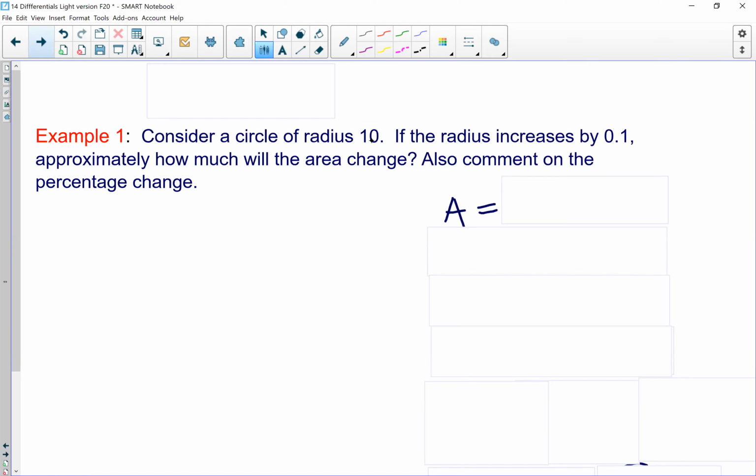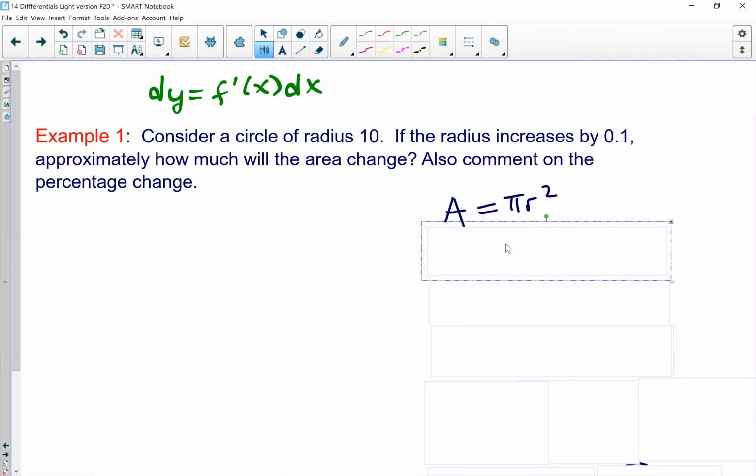So suppose we have a circle of radius 10 units. If the radius increases by 0.1, approximately how much will the area change? Also comment on the percentage change. So first of all, we need to remember what the area of a circle is, which is pi r squared. And let's remember from the previous page, the differential of f is f prime of x dx. In this case, the differential of A, dA, will be A prime of r dr. So dA equals, you differentiate pi r squared, which is 2 pi r times dr.